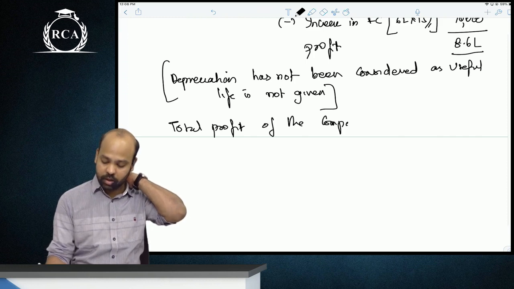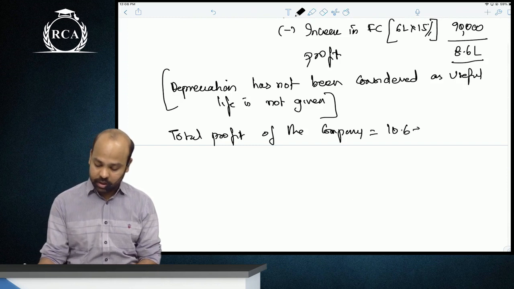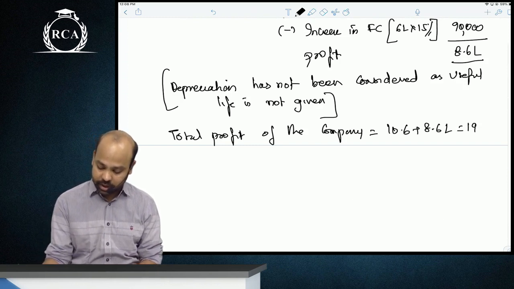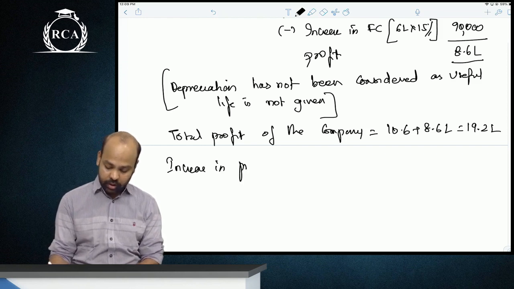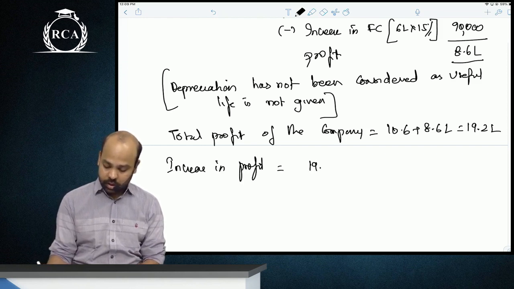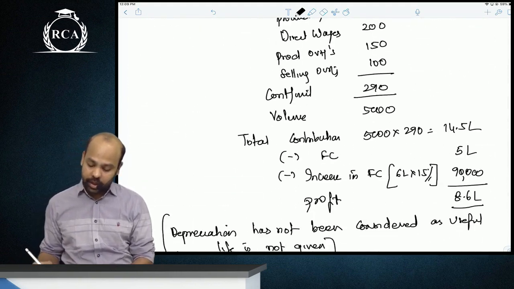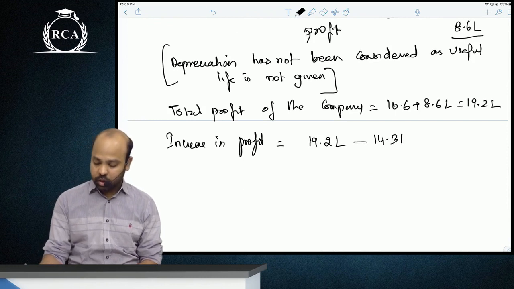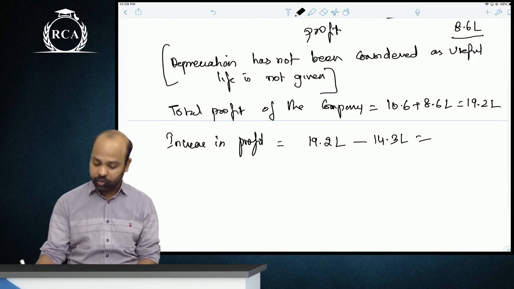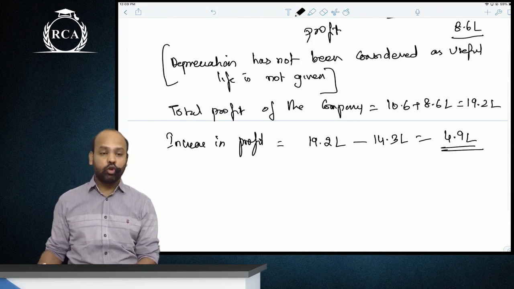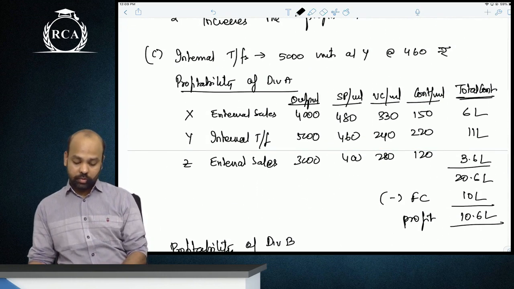If you see the total profit of the company, the first division is making 10.6 lakhs and this is making 8.6 lakhs, so that should be 19 lakh 20,000. If you see the increase in profit, you can directly compare with profit under division 1. As long as the transfers are made internally, it does not matter. Profit of the company would remain the same, 4,90,000. This would be the increase in profit. Understood, sir? Please make a note of this.